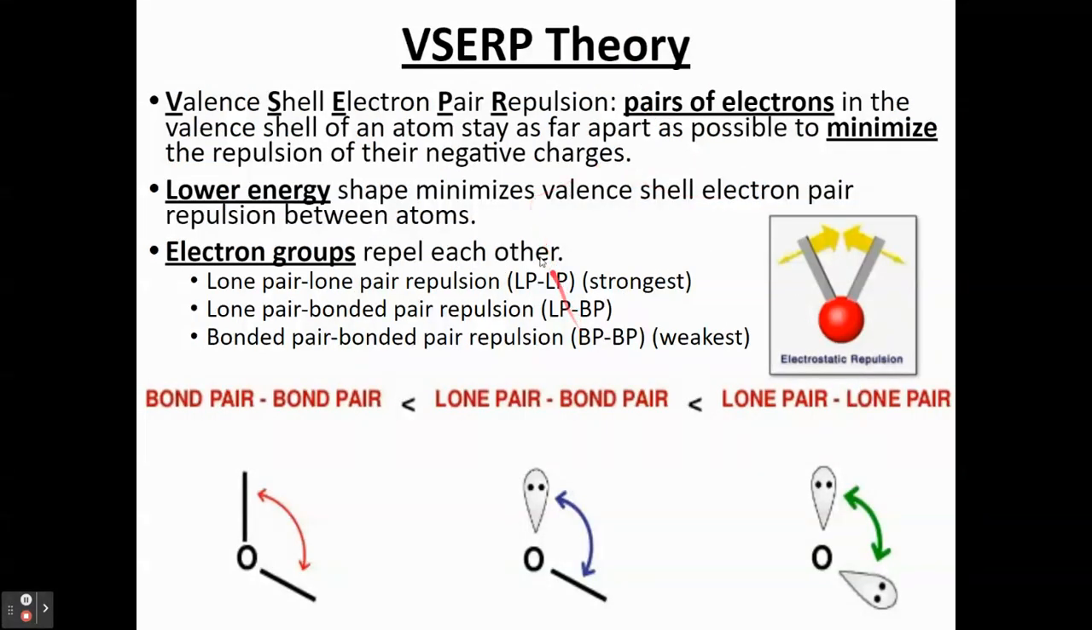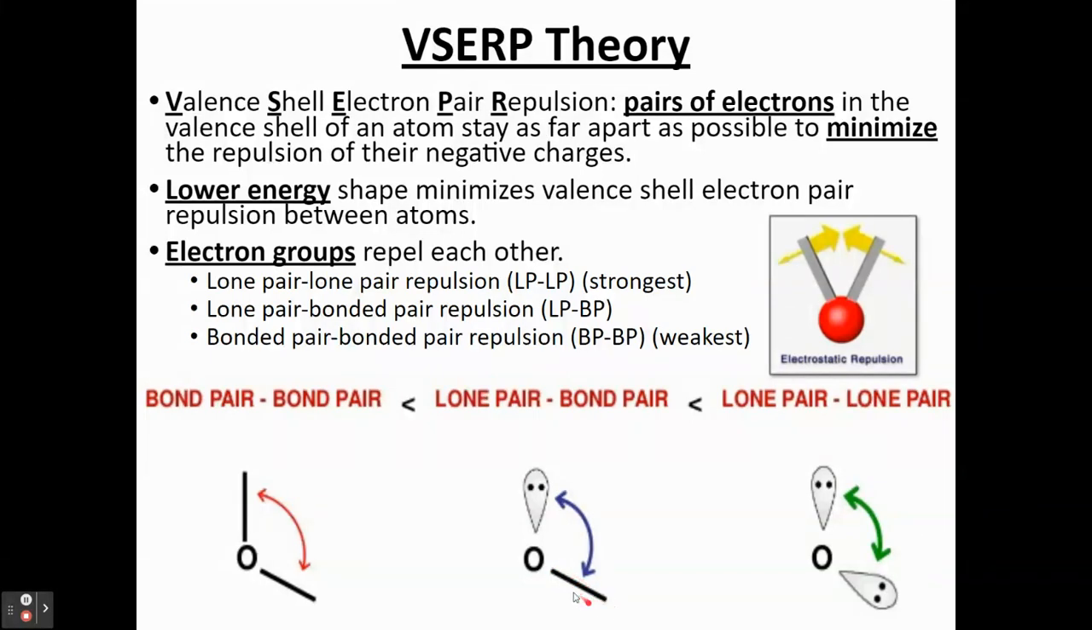So that's what VSEPR is all about. It's about reducing the repulsion that's felt by the electrons, by the negative charges of the electrons. So we want to minimize those repulsions because that's a lower energy shape. And so what electrons are repelling each other? Well, within a molecule, you have different electron groups, we call it. You might have what's called lone pairs, right? That you have electrons in your lone pairs. You also have electrons within your bonded pairs over here.